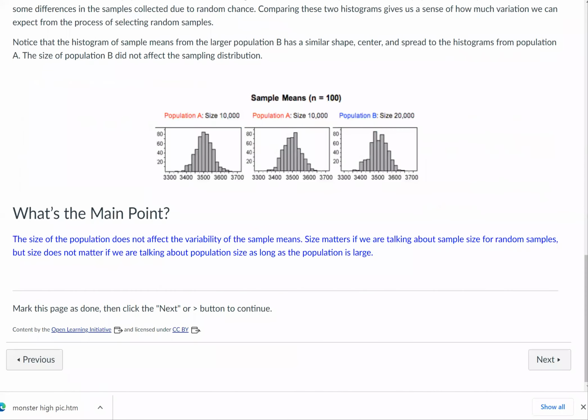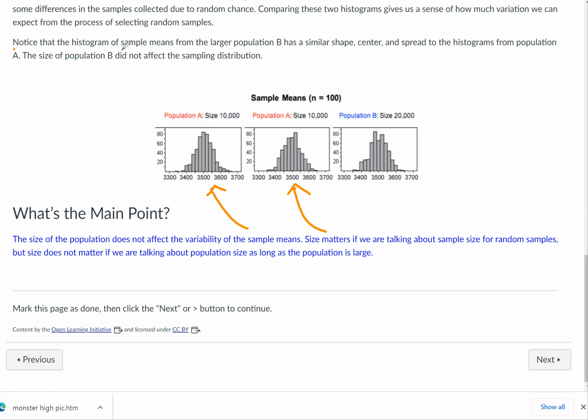Let's look at that histogram here. So it shows population A twice. They said they did the simulation 2 times. They're a little different, but basically, if you squint at it, they pretty much look the same. Little differences just based on chance.